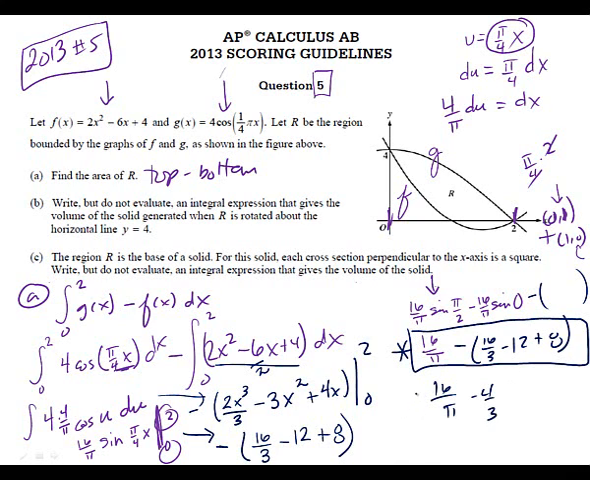Okay? So, on this one, we got a point for each of the antiderivatives. So we got a point for this piece and this piece. Okay? And then we got a point for our answers. There were 4 points on part A. Okay? All right. Let's look at part B. Part B is magical. Okay?